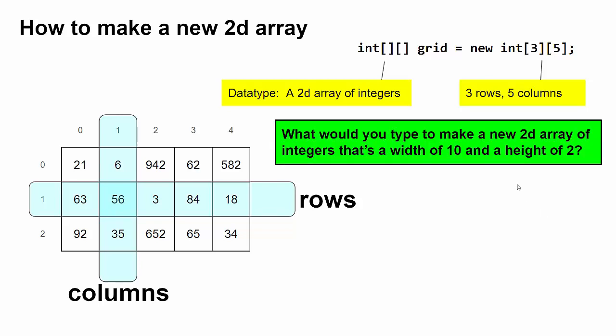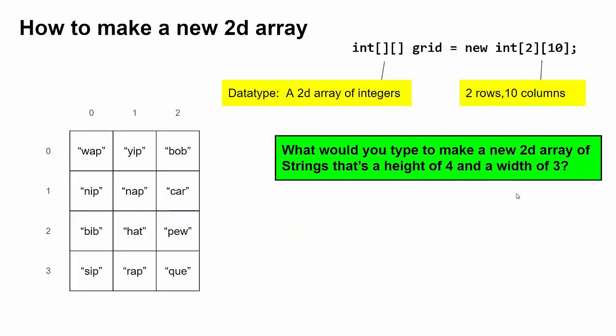Okay, it's your turn to try it. So what do you think you would have to type to make a new two-dimensional array of integers that's got a width of 10 and a height of 2? If you want to, go ahead and pause the video and actually type it out yourself. All right, here's the answer. I tried to trick you by saying the 10 first and the 2 second, but remember the width, if you look at this picture, the width is the same as the number of columns there are. So the number of columns is the second number. The number of rows would be the first number, so it would actually be 2 rows and 10 columns like this.